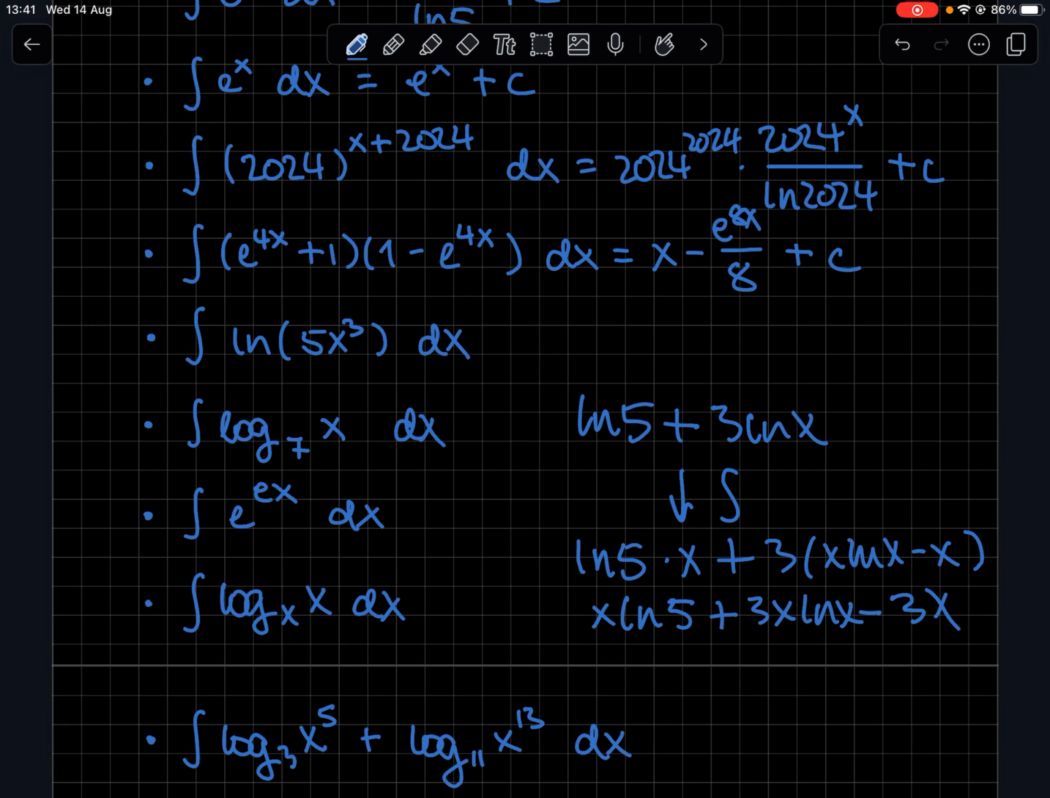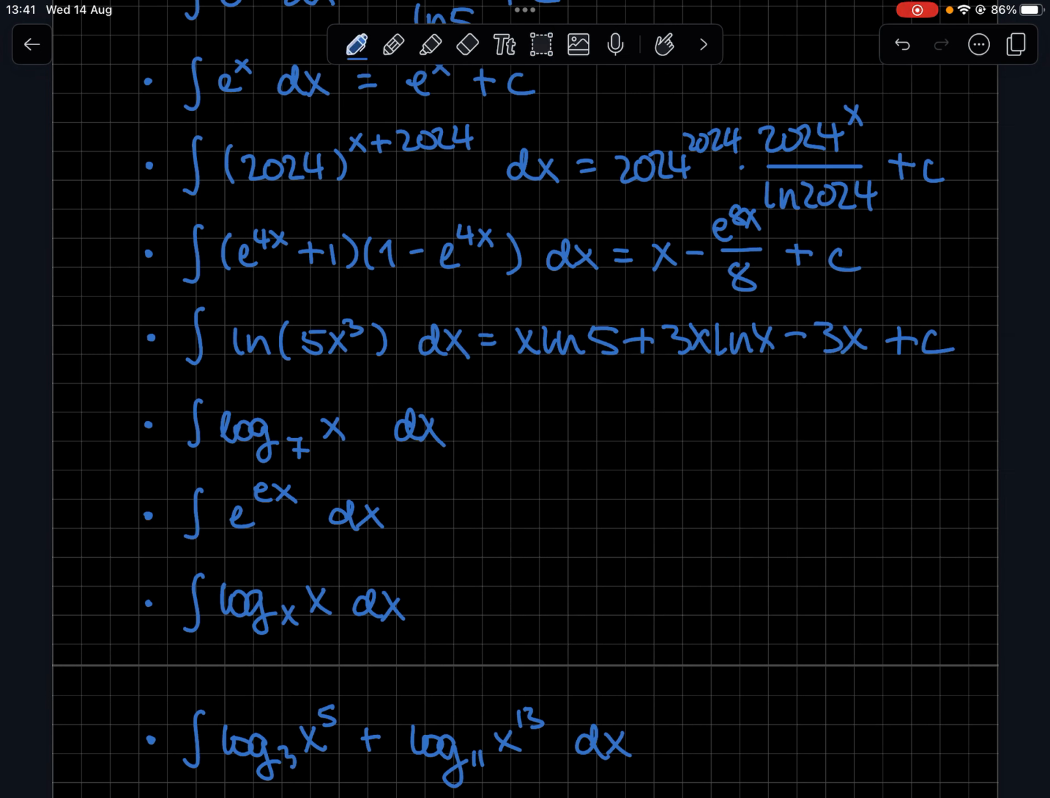That is the final answer. And I mean, you can factorize this, but let's just leave it in expanded form. So x ln of 5 plus 3x ln x minus 3x plus c. Okay.